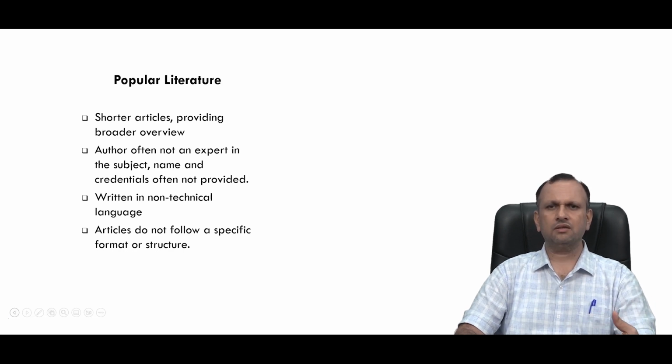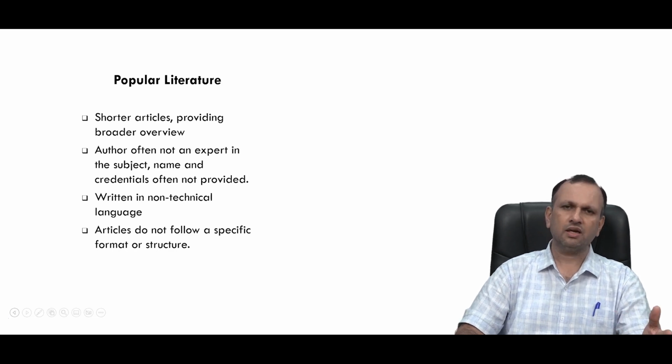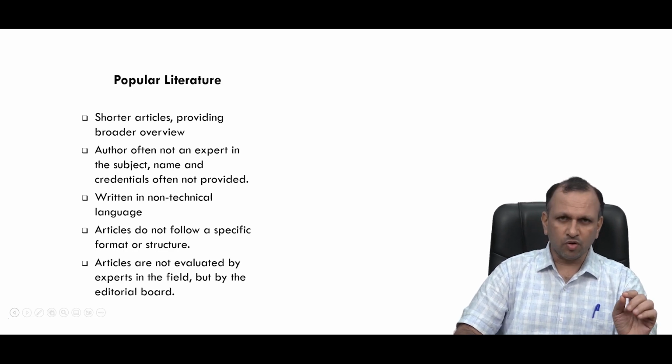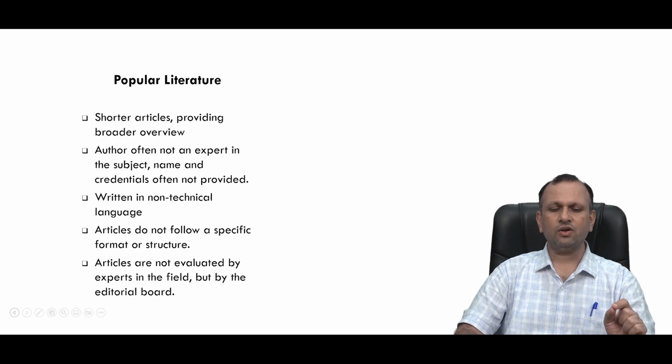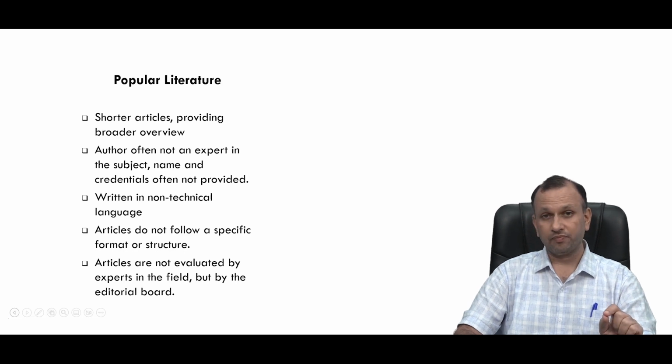Often the writers use their imagination, creativity, and so on, so that each article will be widely different from others, whereas in scientific literature it is not so. And one more fundamental difference is that articles are not evaluated by experts in the field. In case of popular literature, the articles are published only based on the discretion of the editorial board members, who may not be the experts in the given field, right?